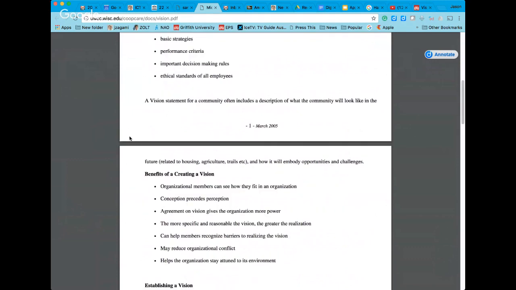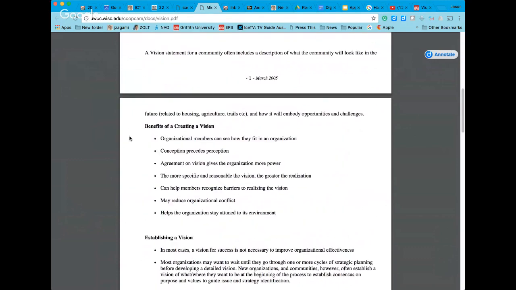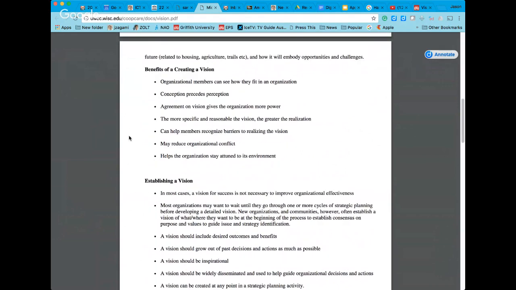But there's lots of benefits for creating vision statements. There's a few listed there. Primarily, though, it gets everyone on the same page and working towards the same goals. Otherwise, you might have people trying to achieve different things in your organization, and it's much more efficient if everyone is working towards the same goals than if there's a number of different goals that people are pursuing. So that's the primary purpose of the vision statements.